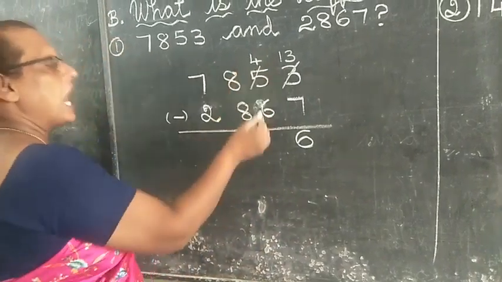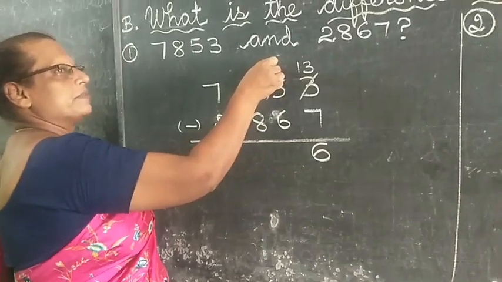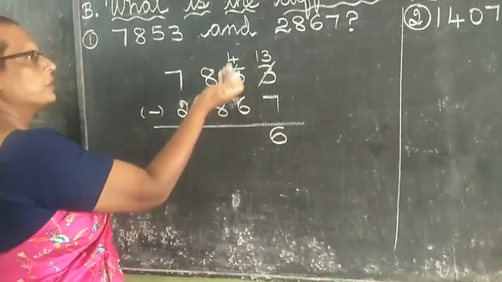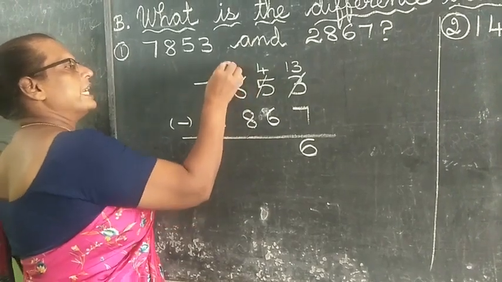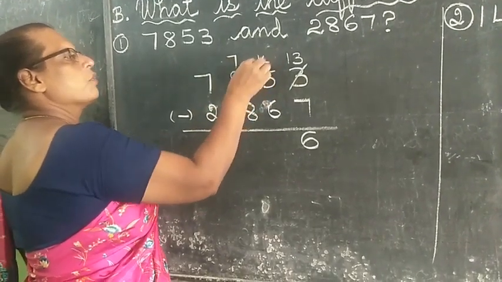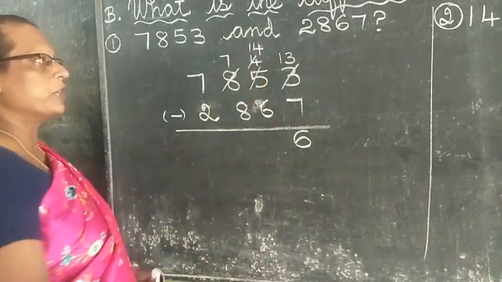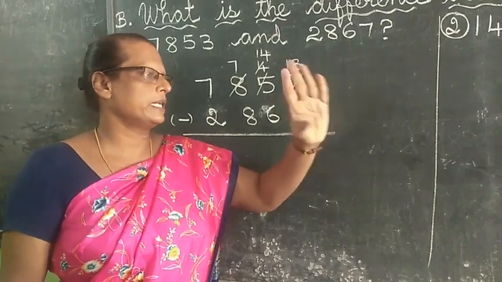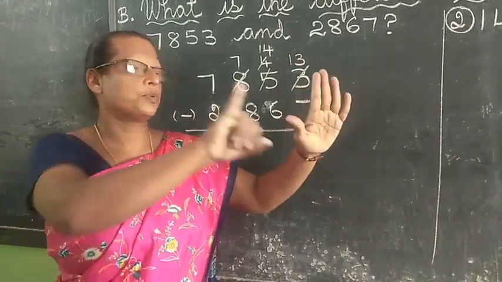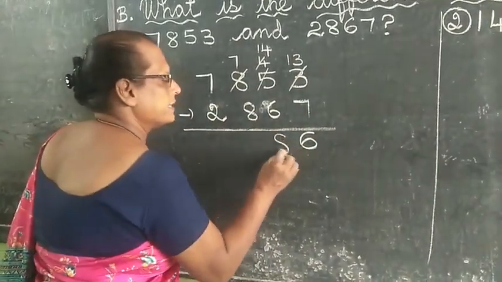And now here again see here 6 is the bigger number and 4 is the smaller number. So what you have to do? We have to borrow from the previous number 8. So 8 will become 7 and this 4 will become 14. After 6 you count up to 14 children. After 6, 7, 8, 9, 10, 11, 12, 13, 14. So what's the answer? 8.